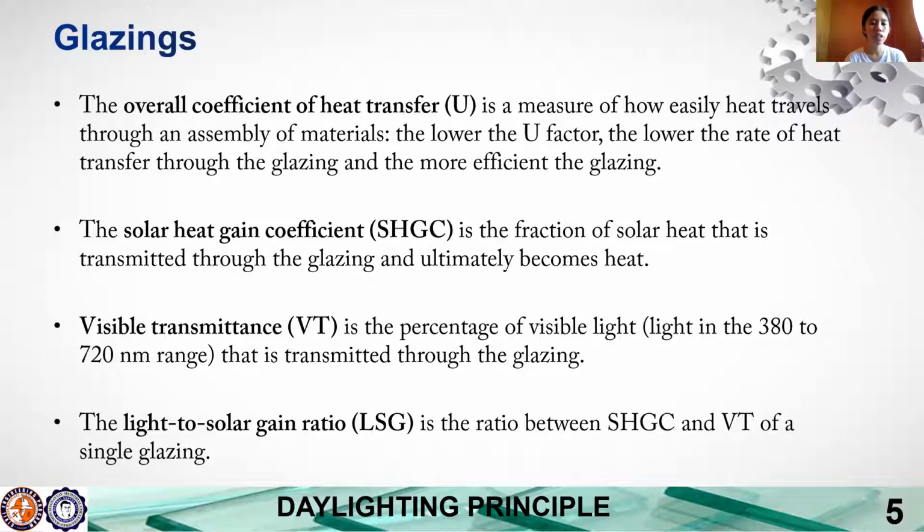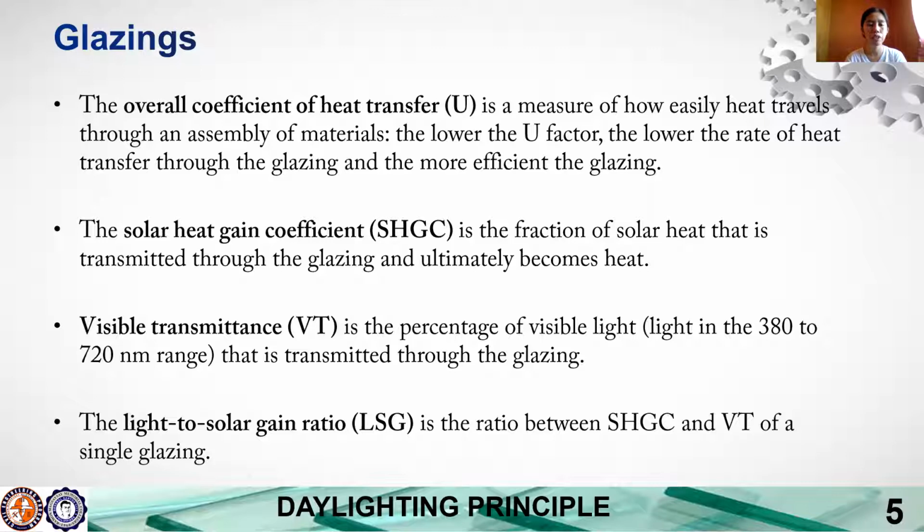The second one is solar heat gain coefficient, or SHGC. It is the fraction of solar heat that is transmitted through the glazing and ultimately becomes heat. This includes both directly transmitted and absorbed solar radiation. The lower the SHGC, the less solar heat is transmitted through the glazing and the greater its shading ability.